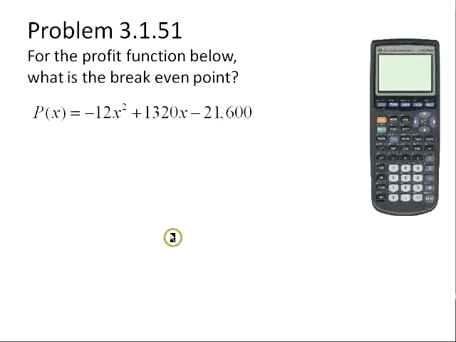We are going to be looking at problem number 51. This is from section 3.1 of our textbook. And let me read the problem from the book. I have a summary of that problem written on the screen here, but they ask for the following.